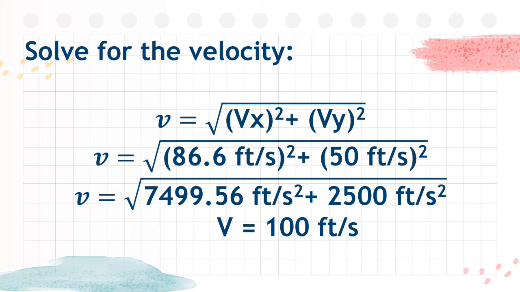Squaring the values of the vertical and horizontal components, we now have v is equal to the square root of 7,499.56 feet per square second plus 2,500 feet per square second. The value of the velocity is now equal to 100 feet per second, which is the same as the value given in the problem. Therefore, the values of our v sub x and v sub y, or your horizontal and vertical components, are correct.